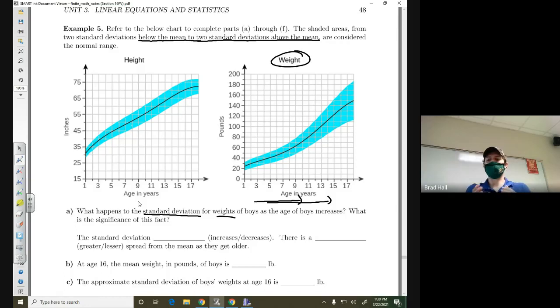And then as people get older, of course, weights and similarly heights start to become diverse as we start to mature into our bodies, genetics, all the other factors of life. So this increases, or in other words, there is a greater spread, as in there's more diversity as we get older.